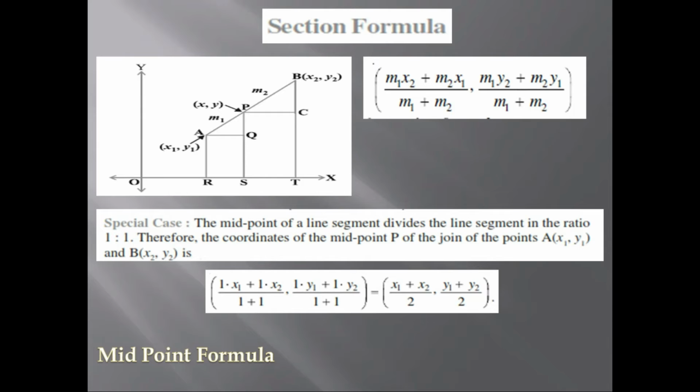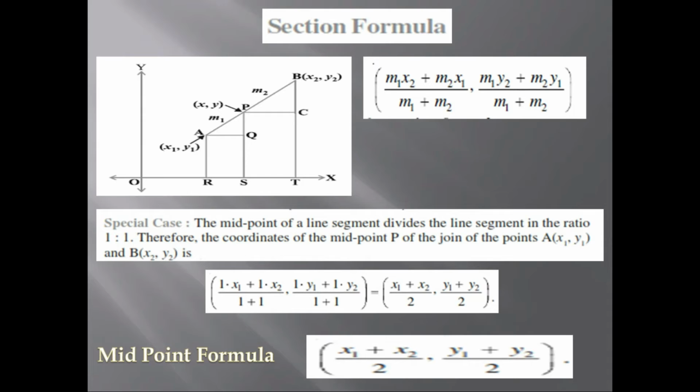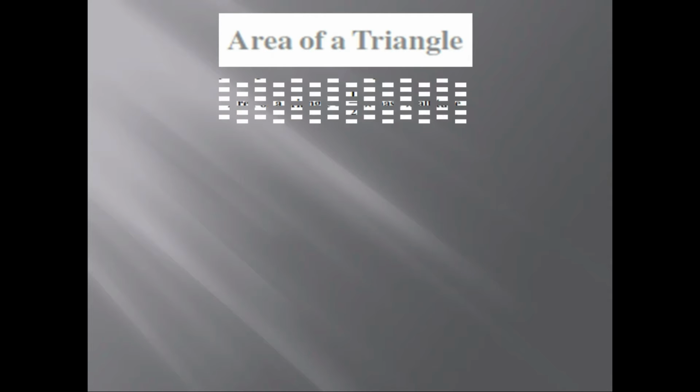This is the third formula of the chapter, and it will be given as x2 plus x1 upon 2 comma y1 plus y2 upon 2. The first part will give you x and the second part will give you y. The next one is area of triangle, but this year the area of triangle is not in your syllabus, because of COVID-19 this part was deleted.